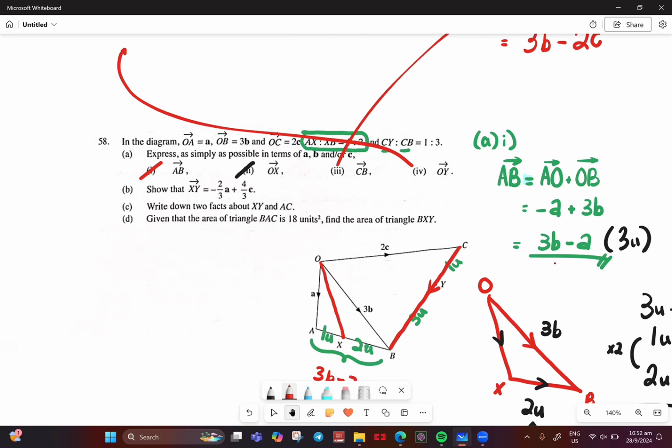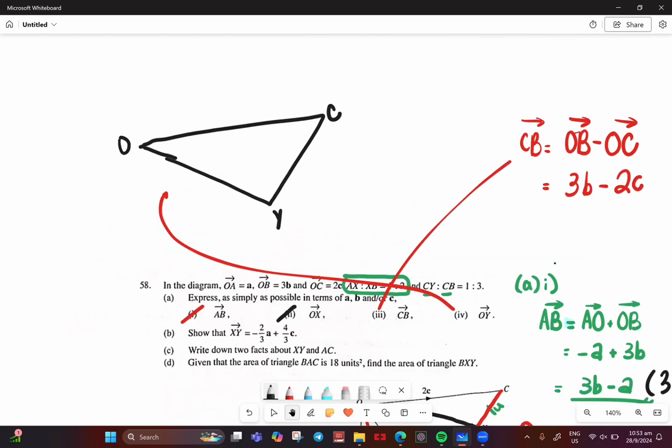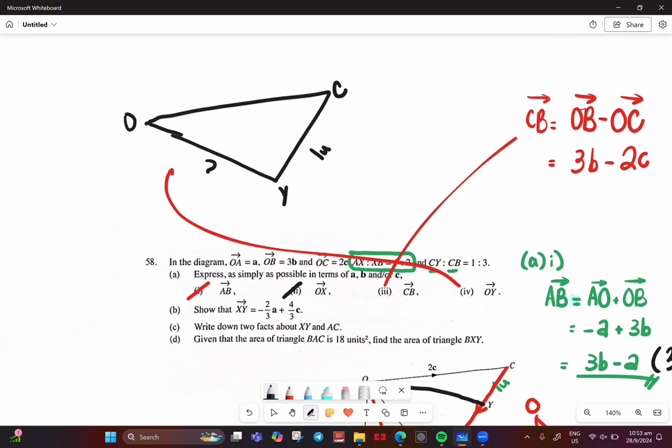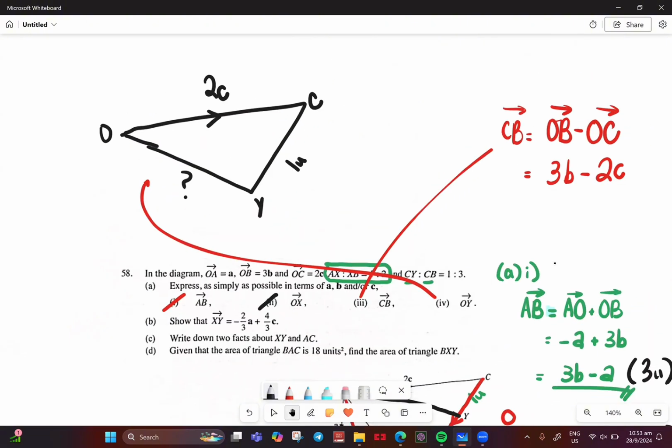OY. Where's my OY? If I have my O to Y, where's my O to Y? O to Y is over here, correct or not? Can you see O to Y? Okay, O to Y, right? Look at this, guys. For those of you who are not done, I want to use this. Can you understand or don't understand? All right, 1 unit is over here. OY is what I want to find. OC is what I already have, which is 2C. Am I making sense or not making sense?